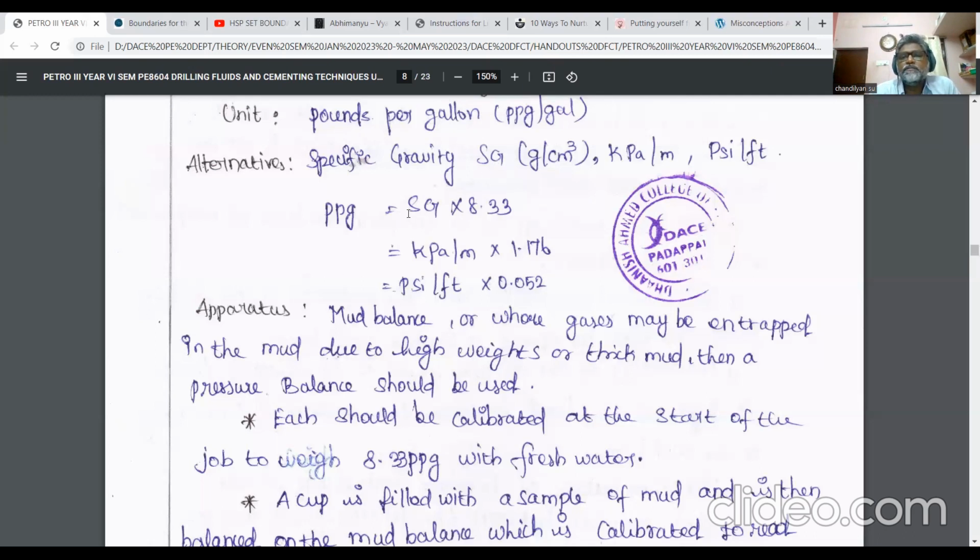You can convert that, specific gravity multiplied by 8.33, it will give you pounds per gallon. Or pounds per gallon is equal to kilopascals per meter multiplied by 1.176, and psi per feet multiplied by 0.052. So this is the conversion for converting psi per feet and kilopascals per meter to ppg.